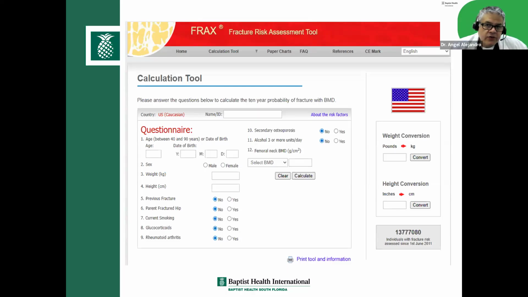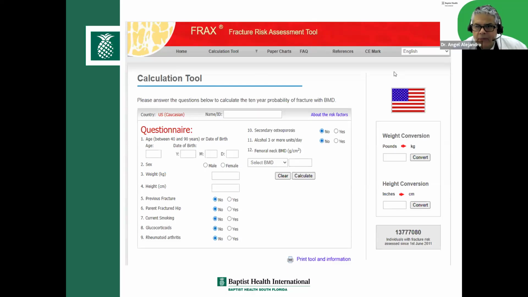Now, remember, these are patients with osteopenia, right? That you don't know whether you're going to treat them or not. That's when you do a FRAX score. If the patient has osteoporosis, there's no need to calculate a FRAX score. You're going to treat the patient. You would use the FRAX score in those patients where you have a doubt. Should I treat? Should I not treat? That's when you calculate a FRAX score.